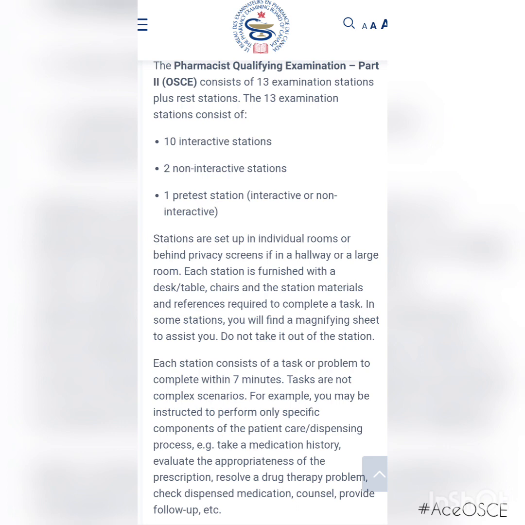You may be instructed to perform only specific components of patient care or the dispensing process, such as taking down a medication history, evaluating the appropriateness of a prescription, resolving a drug therapy problem, checking dispensed medication, counseling, or providing follow-up. You do want to make sure that there will be an assessor inside the room, so you are very clear and concise in your communication with the patient. Because if you're not clear and concise and your thinking is not very clear, the assessor will not be able to assess your performance. They will not be able to understand why you are doing a certain thing or taking a certain action or how you're providing patient care. So it is really important to hone your communication skills.